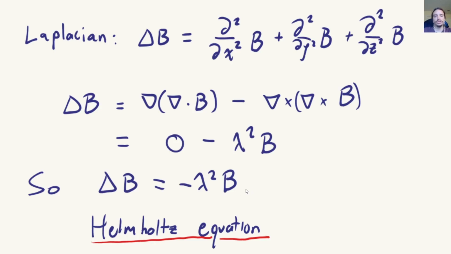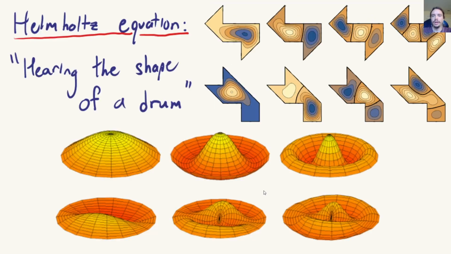This is an important equation called the Helmholtz equation. It's the eigenvalue equation for the Laplacian. The Helmholtz equation is important in a lot of places in physics, for example in quantum mechanics, and even if you want to answer the following question: hearing the shape of a drum. So if I'm in a separate room and you have a weirdly shaped drum, and you strike it with a mallet, if I record the noise that it makes, and I feed that into a computer and I break it down and analyze it, is it possible for me to figure out what shape the drum you hit was?